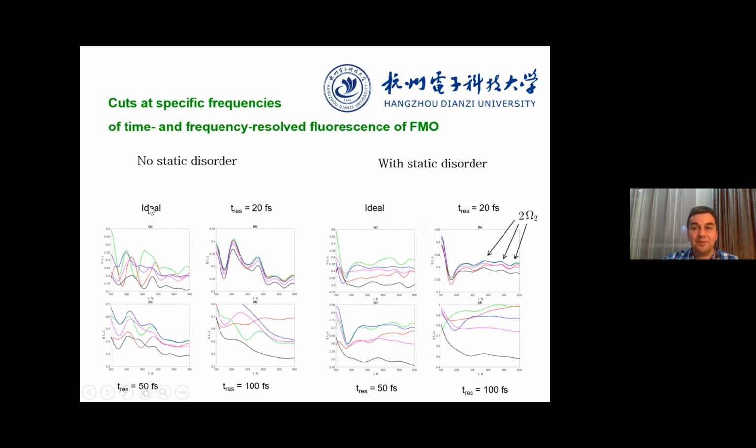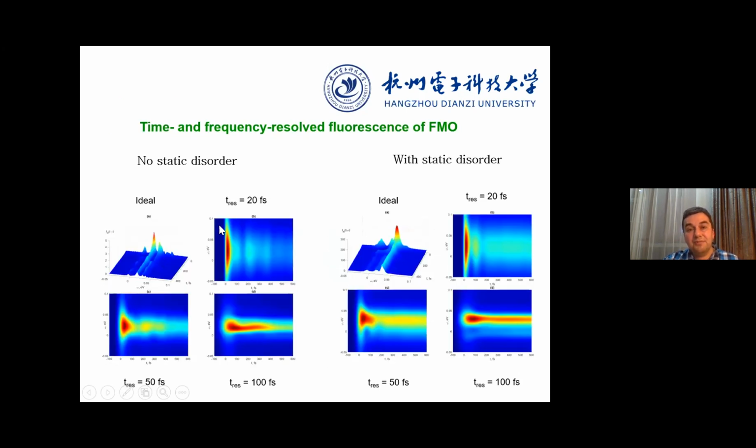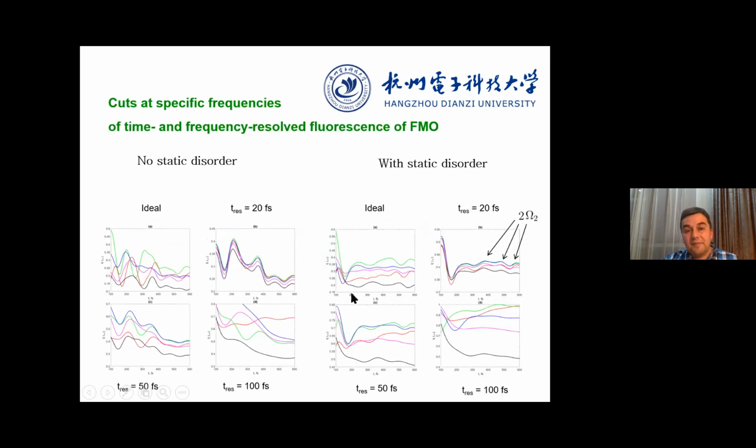Again, no static disorder. Here with static disorder. Again, these different time resolutions, and just cuts are taken at representative frequencies at which the signal is essentially non-zero. And when you have a look at the cuts calculated without disorder, you see that, of course, there are nice oscillations, not even oscillations, but in the true sense of the word.